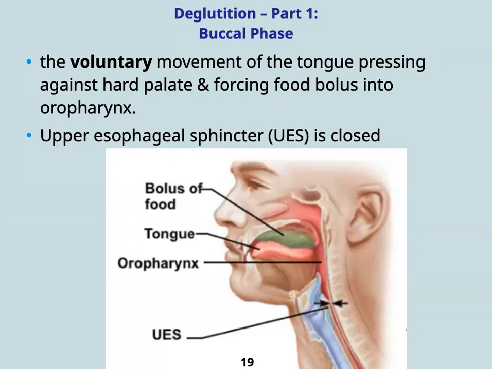Let's now take a look at the process of deglutition, which is swallowing. The first phase of swallowing is the buccal phase, and this involves the voluntary movement of your tongue, pressing against your hard palate and forcing food backwards into the oropharynx. Okay, and at this point in time, your upper esophageal sphincter is closed.